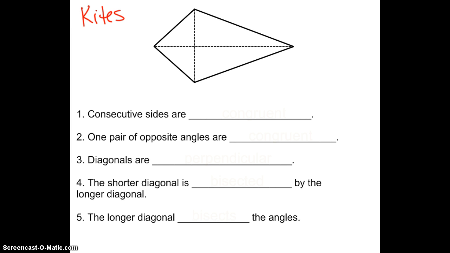So consecutive sides are congruent. So that would be these two smaller are congruent and these two longer are congruent. One pair of opposite angles are congruent. Those angles are going to be the ones that are closest together or that are connected by the shorter diagonal. Diagonals are perpendicular.